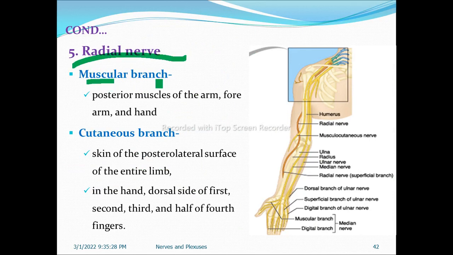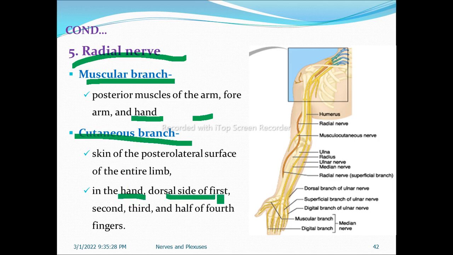The radial nerve will divide into a muscular branch and a cutaneous branch. The muscular branch supplies the posterior muscles of the arm, forearm and hand. By the way, the radial nerve supplies all muscles of the posterior arm, posterior forearm and posterior hand. All these muscles are supplied by the radial nerve. The cutaneous branch supplies the skin of the posterior lateral surface of the entire limb. In the hand also, the posterior lateral surface of the entire upper limb is supplied by the cutaneous branch of the radial nerve. But in the hand there is some difference.